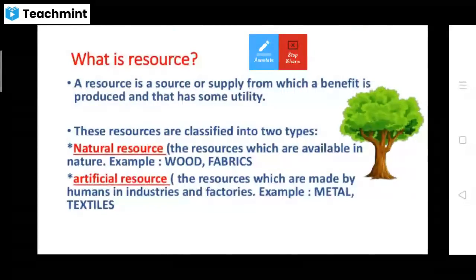Is it clear what is meant by a resource, what is meant by a natural resource, and what is meant by an artificial resource? Yes, teacher. Okay.